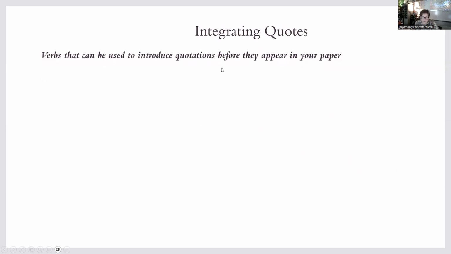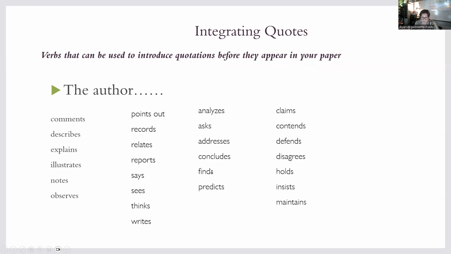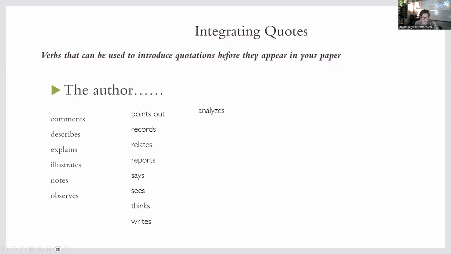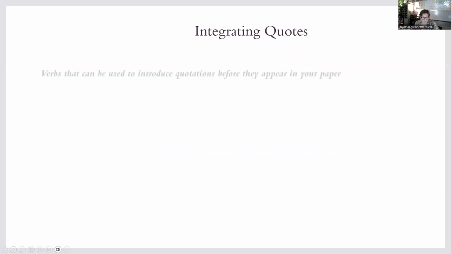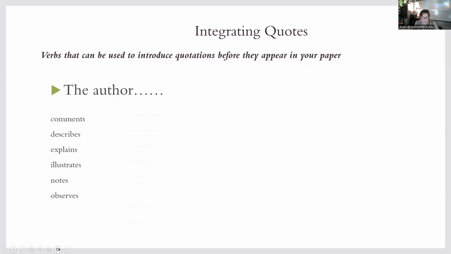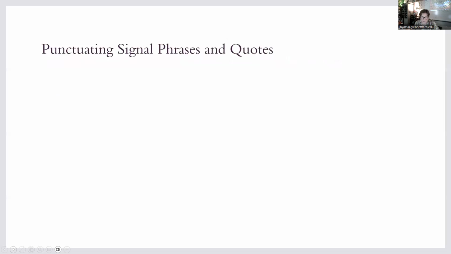Verbs that can be used to introduce quotations before they appear in your paper. You say the author comments, the author describes, the author explains, illustrates, points out, all of these. Okay, I'm not going to read all of these. These are all verbs that you can use. So instead of George Flicker argues, you can say George Flicker comments, explains, observes, reports, relates, analyzes. George Flicker concludes. George Flicker disagrees or defends or contends. Those are all verbs that you can pick. You can look at the notes and go back to it if you want to.